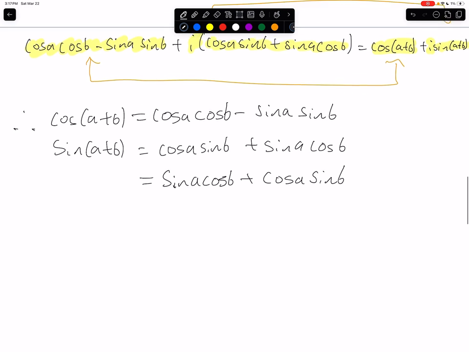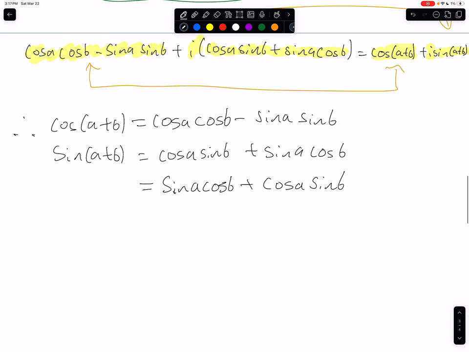And then, of course, proving tangent of A plus B is super easy. Just use your quotient identity. And then proving the difference is just doing A plus negative B. So once you have these two, you can obviously prove the rest.